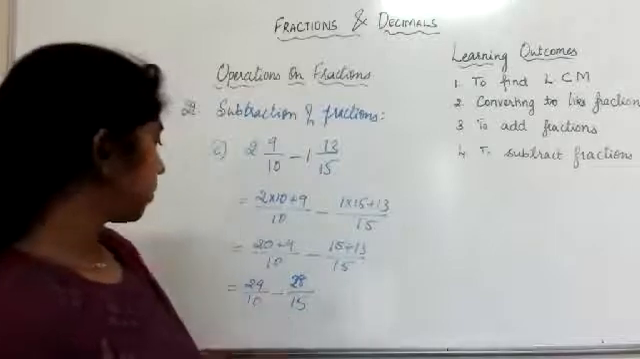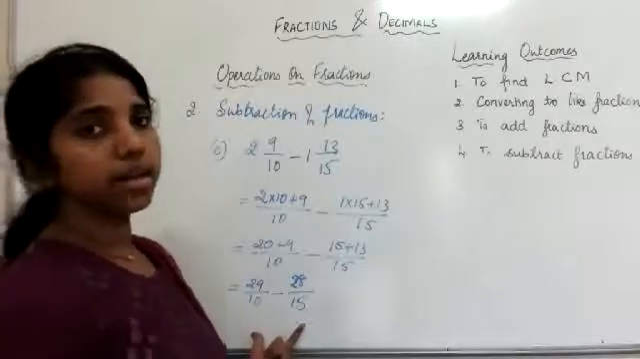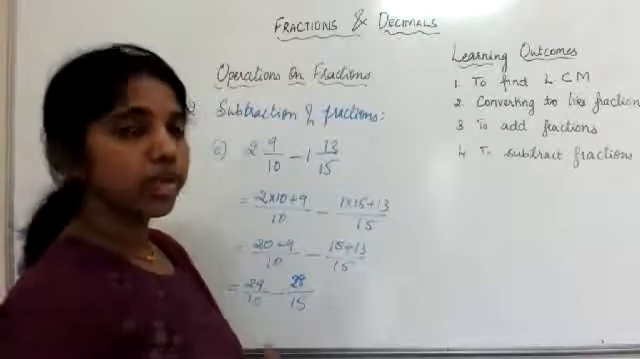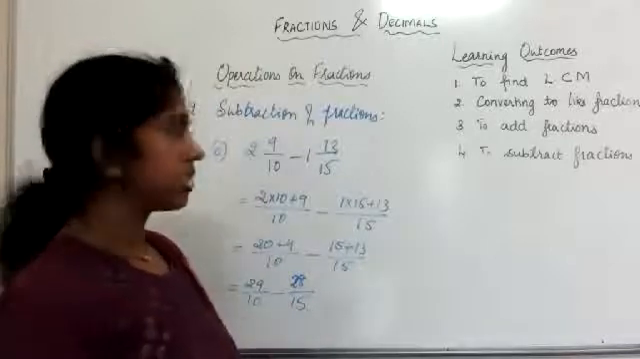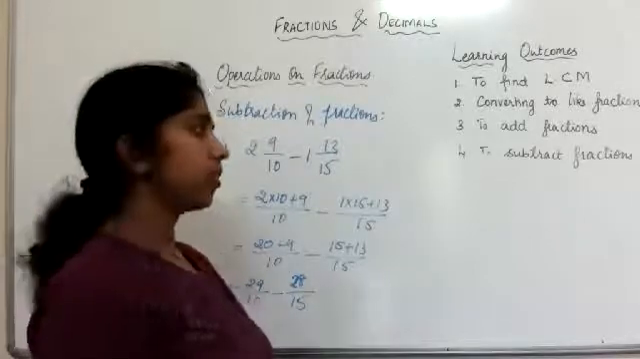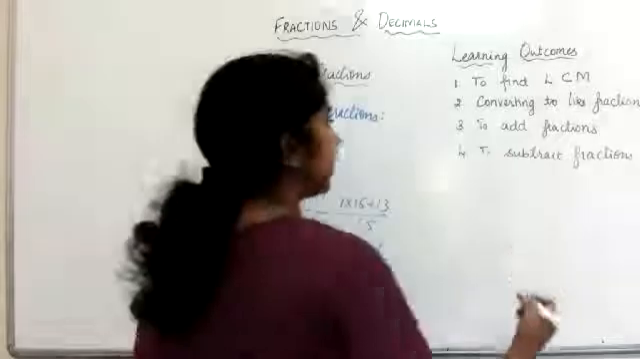Now in these two fractions, again we see that the denominators are different. So these two are your unlike fractions. Whenever you have unlike fractions, what is the first thing we need to do? We have to find the LCM of the denominators. So let us find the LCM then.